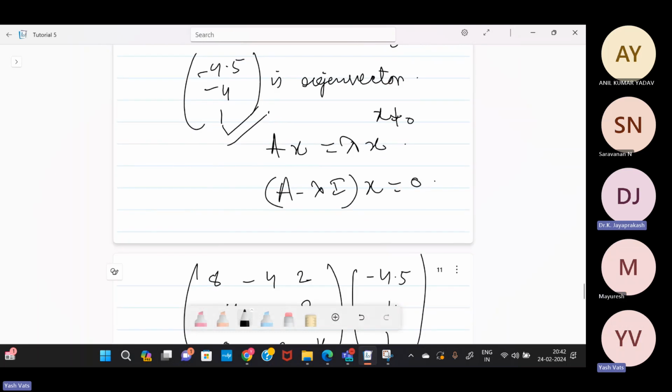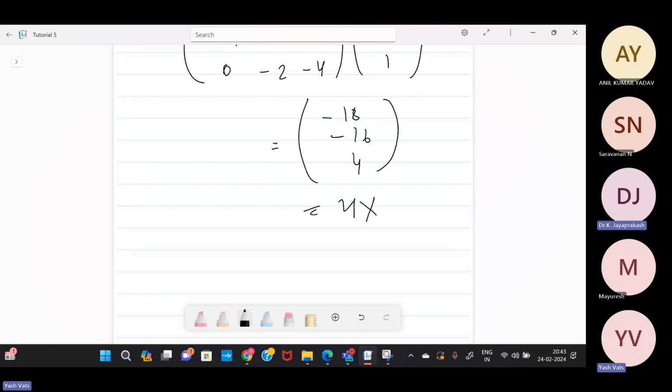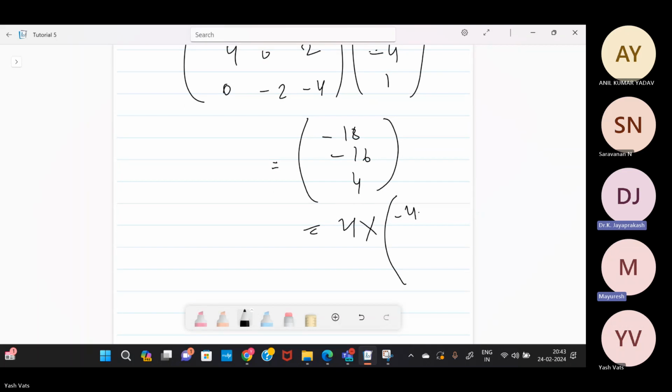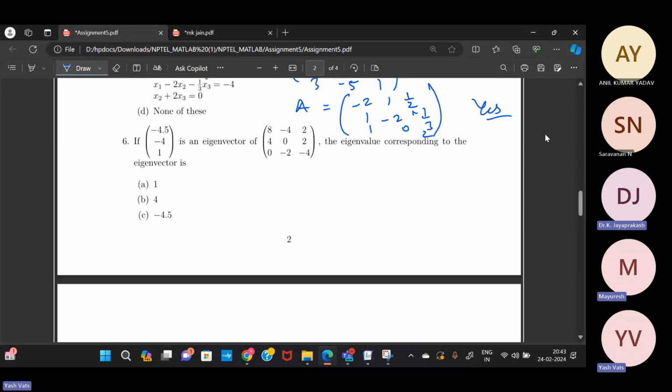So lambda is what? It should be 4, right? It can be written as 4 times minus 4.5. So we have lambda is 4. So you can just check it.